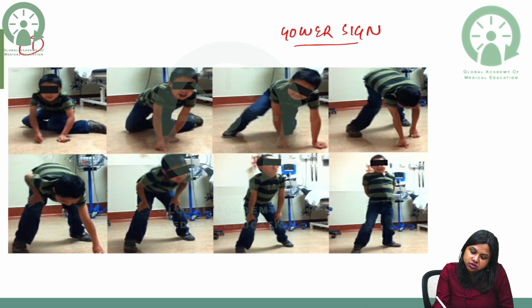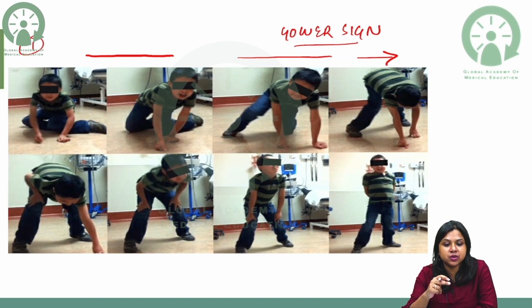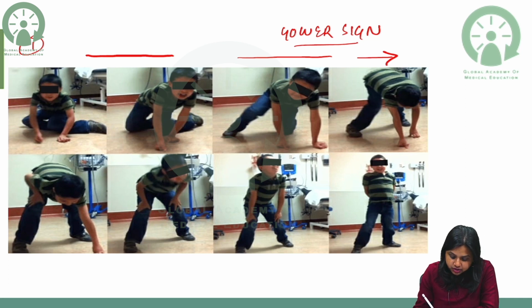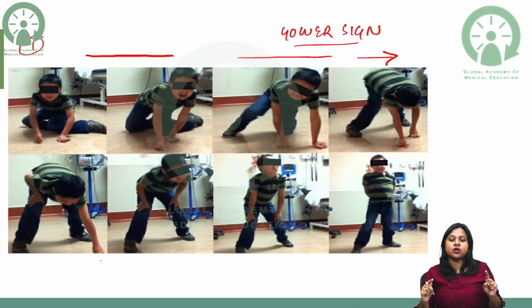This is the first picture. So you just follow this trail. See, in the first picture, the child was sitting on the ground. Then the child is trying to get up. How is the child trying to get up? The child first takes the support of the two upper limbs. Then the child gets up a bit. Then he tries to stand up. Again, with the help of the upper limb, the child finally gets up. So this is a classic demonstration of the entire Gower sign picture.